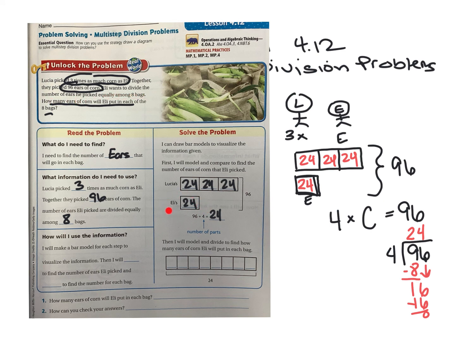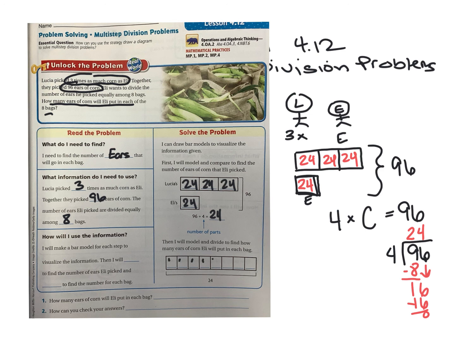Well, now we know that Eli picked 24 into 8 bags. So if he's taking the 24 that he picked and we want to divide it up equally or split it up equally into 8 bags, then we know we're doing division. So here's the picture form of that. 24 is what Eli did, split into 1, 2, 3, 4, 5, 6, 7, 8 bags. I mean, we could hand that out.